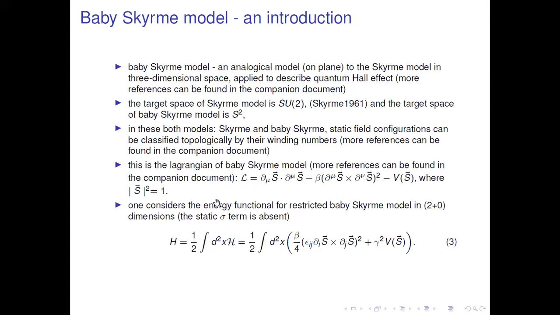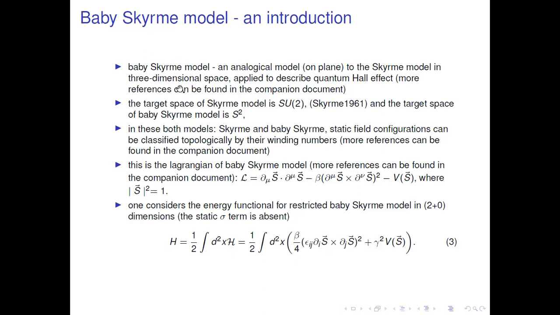Okay, so the baby Skyrme model is an analogical model to the full Skyrme model. The full Skyrme model is formulated in three-dimensional space. And this is a very well-known fact that for the Skyrme model, one cannot derive Bogomolny equations. And this is a very interesting fact that this was observed by Tony Hilton Skyrme about 15 or more years before Bogomolny equations.